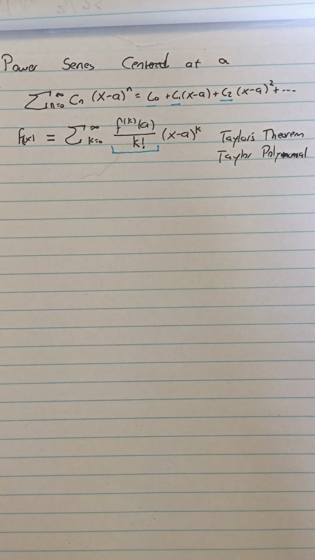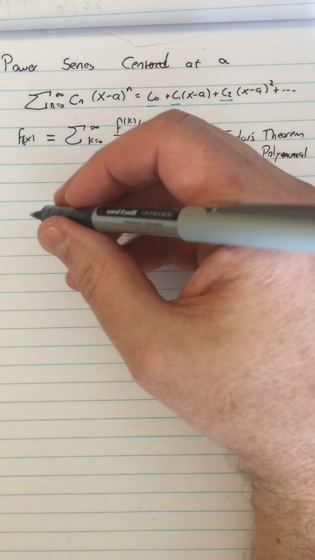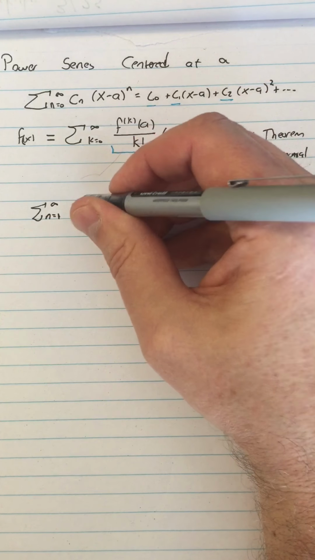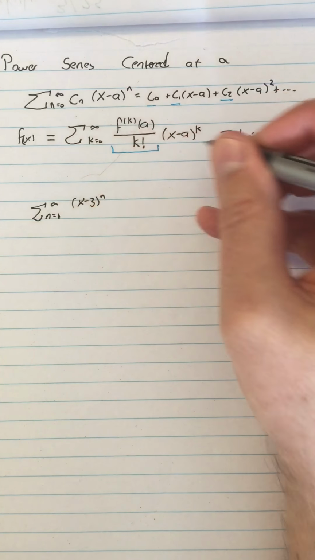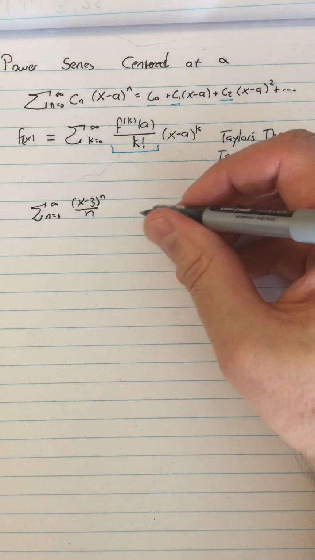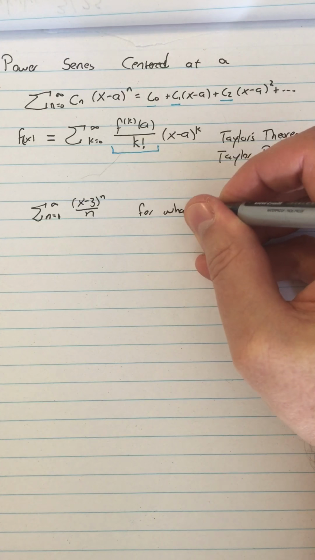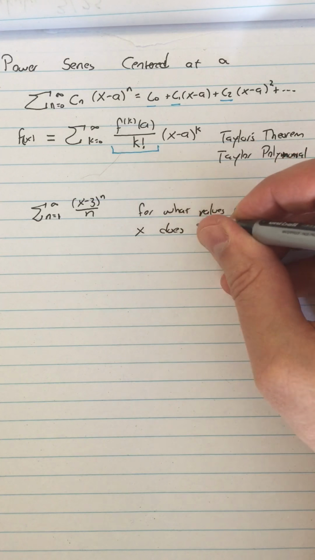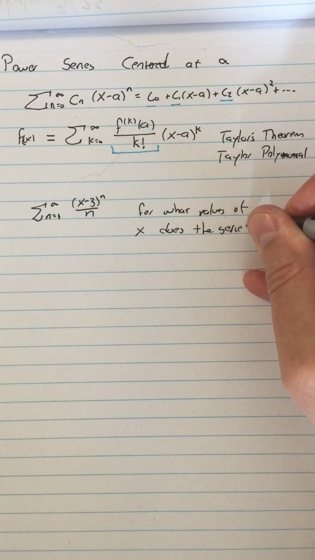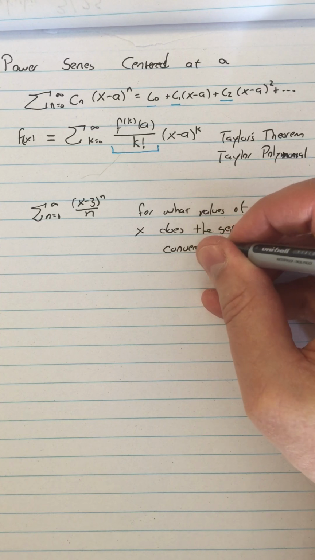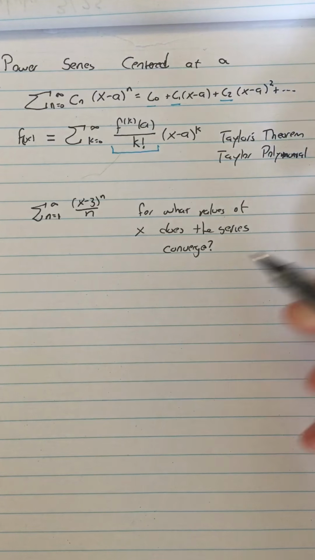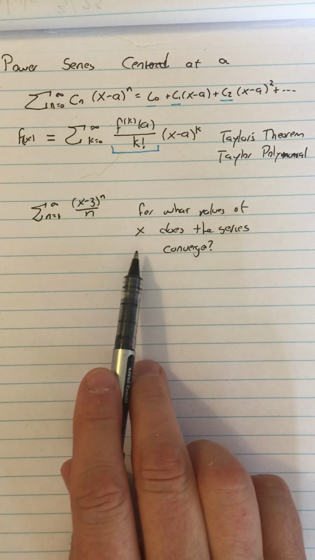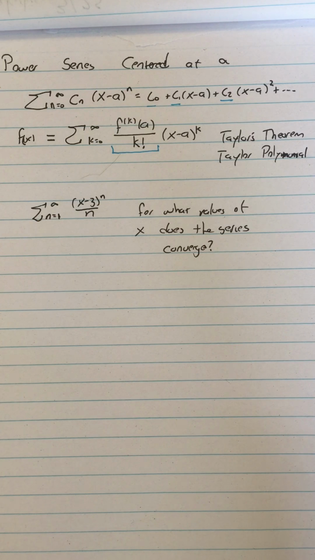So we're going to start with a specific example, which is the sum from n equals 1 to infinity of (x minus 3) to the nth power over n. And we're going to ask, for what values of x does the series converge? So this time we're not asking, like we were before, does the series converge or does the series not converge? This series is going to converge or not converge depending on what x is, and we want to know for what values of x that's going to happen.